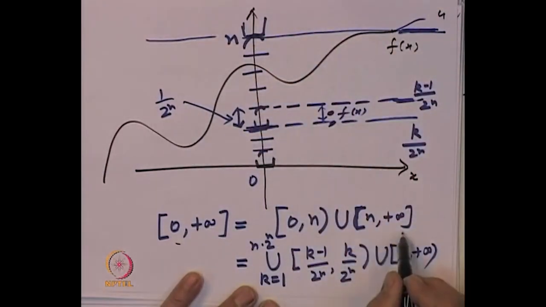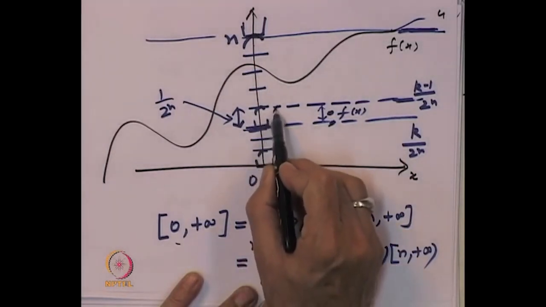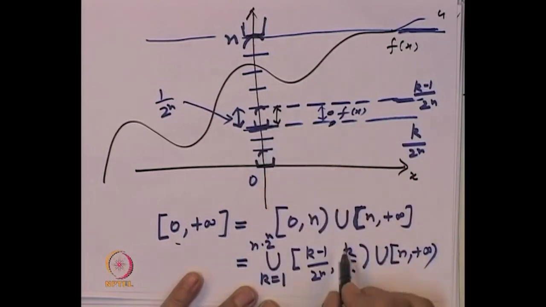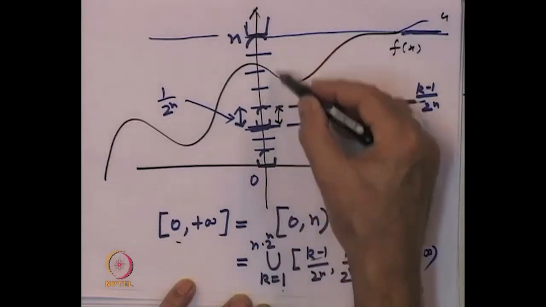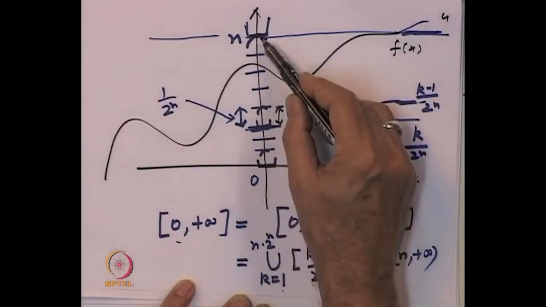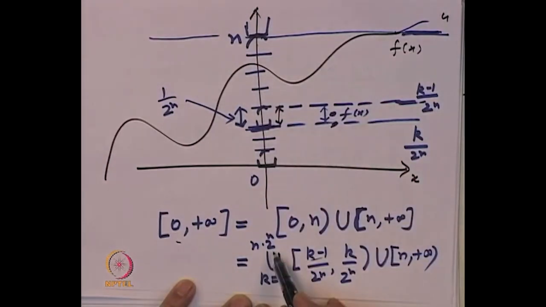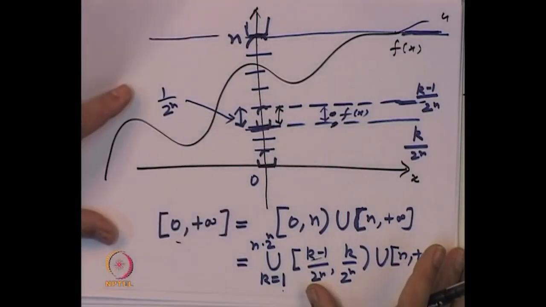The portion 0 to n is divided into sub intervals each of length 1 over 2 to the power n. So this will look like k minus 1 by 2 to the power n, k by 2 to the power n, k equal to 1 up to how many such intervals? Each of length 1 over 2 to the power n, total length is n, so n times 2 to the power n. So we have partitioned the range.